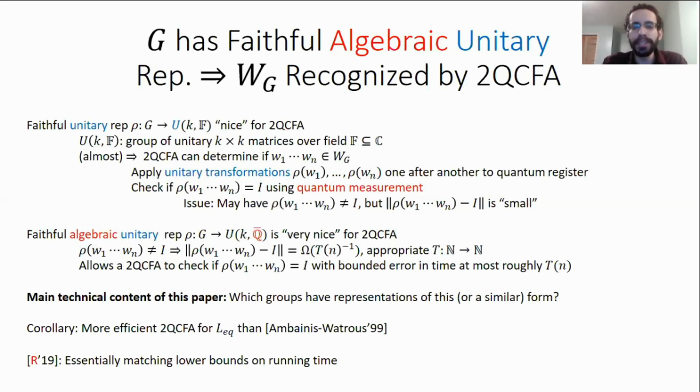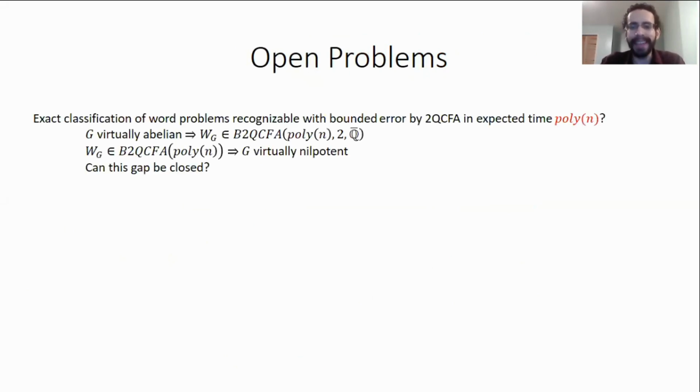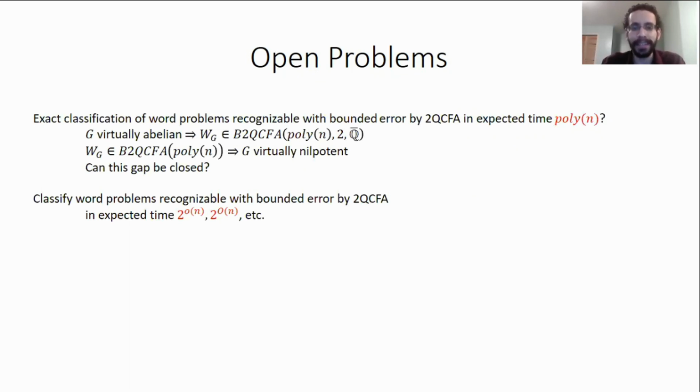Lastly, we mention a few open problems related to our work. What is the exact classification of those group word problems recognizable by a 2QCFA in polynomial time? We know that if G is virtually abelian, then the word problem of G is recognizable in polynomial time. And in the other direction, we know if the word problem of G is recognizable in polynomial time, then G is virtually nilpotent. Can this gap be closed? Similarly, one could ask for an exact classification of those word problems recognizable in other time bounds, sub-exponential time, and so on.